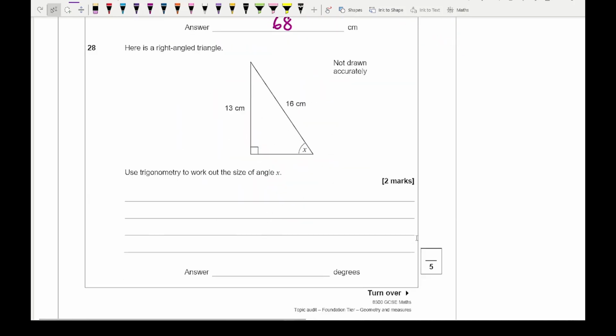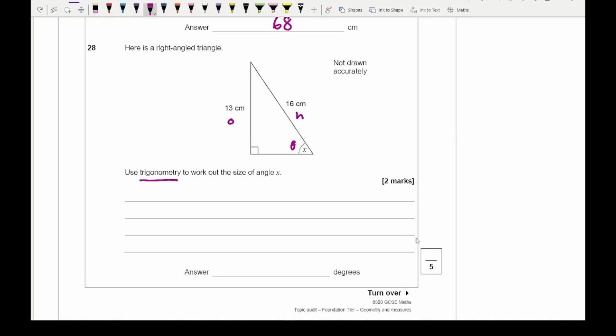Moving on to question 28, it says here is a right angle triangle. Use trigonometry to work out the size of angle x. So here it tells us to use trigonometry. So the first thing we'll do is label the sides. So x is my theta. 13 is opposite theta, so that's going to be O, and 16 is opposite the right angle, so that's going to be H. So the next thing for me to then do is decide which trig ratio do I use.